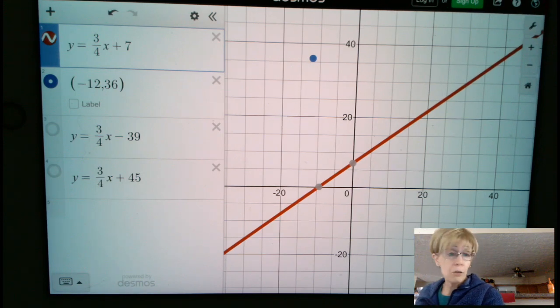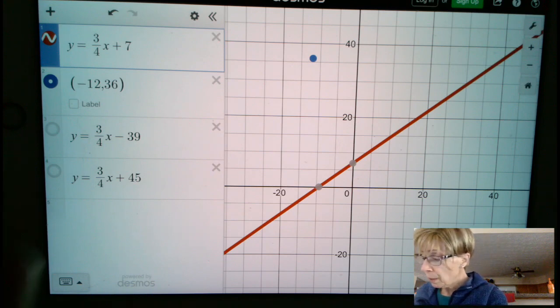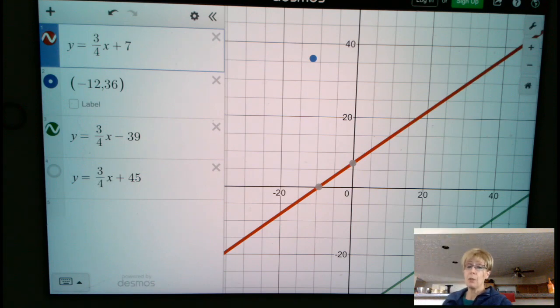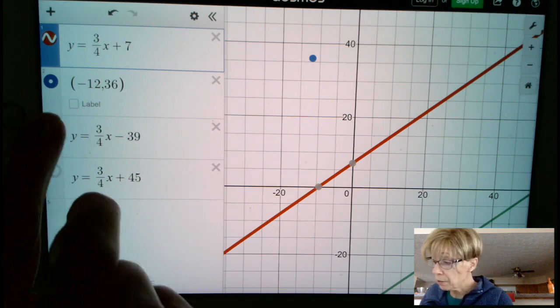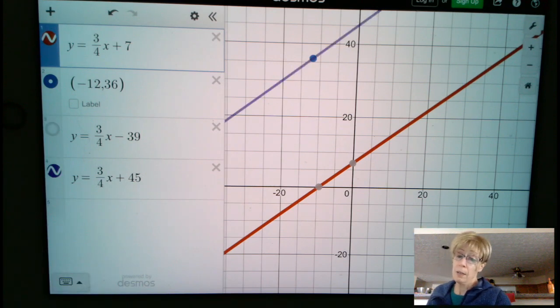If we click on this one, our green line down there at the bottom of the screen, you can't see it very well because I've got my picture on here, but it does not go through that point of negative 12, 36, so let's hope that 3/4 x plus 45 does. And it does. So if we go back to the problem, we can click our 3/4 x plus 45.